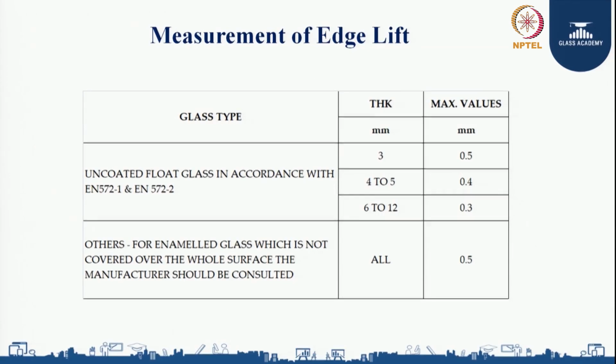If my glass is a float glass, if my glass thickness is 3 mm, the maximum value of edge lift allowed is 0.5 mm. And if my glass thickness is between 4 to 5 mm, the edge lift maximum value allowed is 0.4 mm. And if my glass thickness is between 6 to 12 mm, the edge lift maximum allowable is 0.3 mm. And for the enamel glasses, it is 0.5 mm.